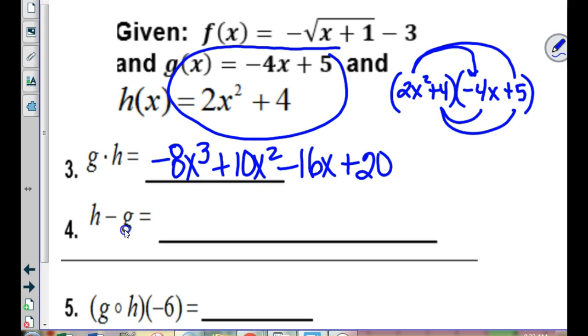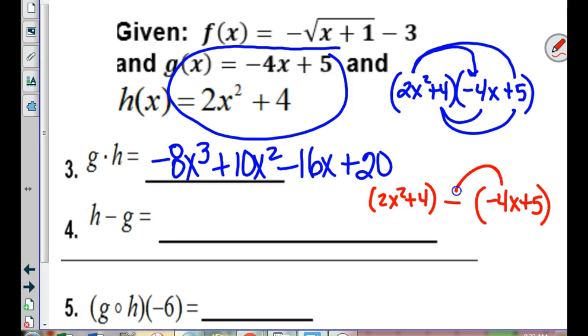What about h minus g? This one scares me a little bit because if you write down h and you're supposed to subtract g, what are people going to forget to do? Yeah, distribute the negative, right? If you're subtracting all of g, you're subtracting this and this. So you end up with a 2x squared plus 4 minus -4 would be plus another 4 and minus this 5. Oh, this one had an x.